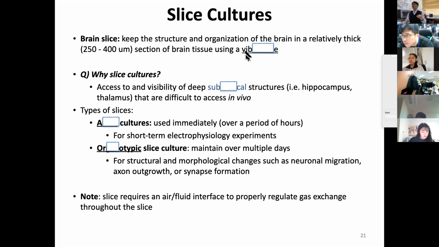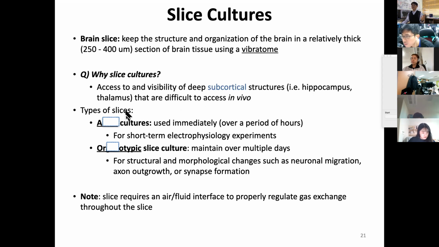And how to cut it? We use a vibratome. Tome means cut. So we are using the vibratome device. And why are we doing this? Because I'm interested in, let's say, the hippocampus, a specific area related to learning and memory. You can't access it from the outside because it's at least 1 millimeter down from the surface of the brain. So we have to see deep subcortical structures, such as hippocampus and thalamus, that can be very difficult to access intact in vivo.